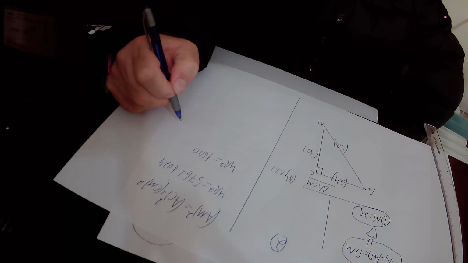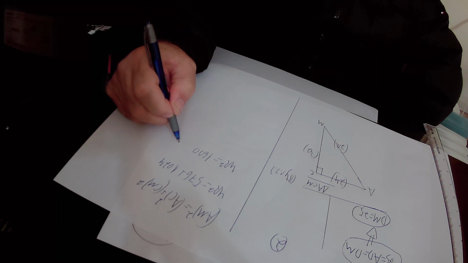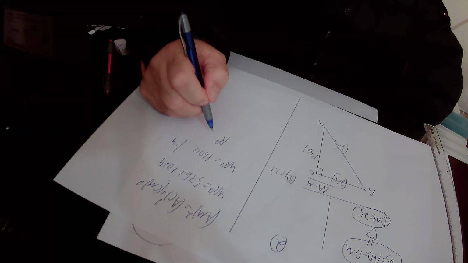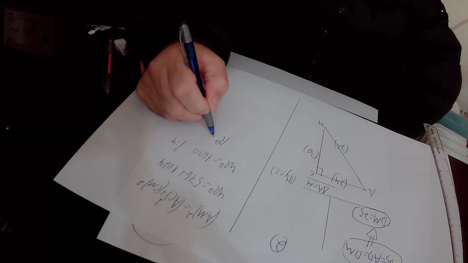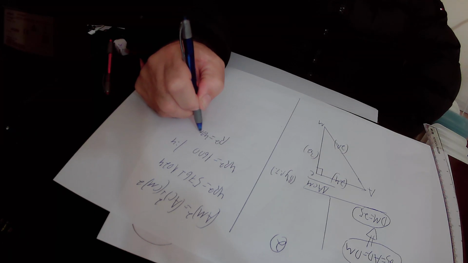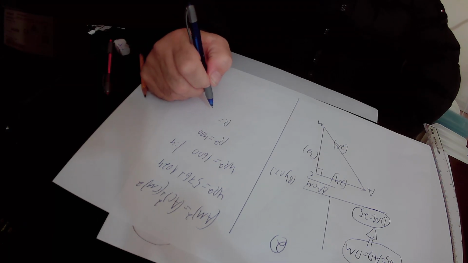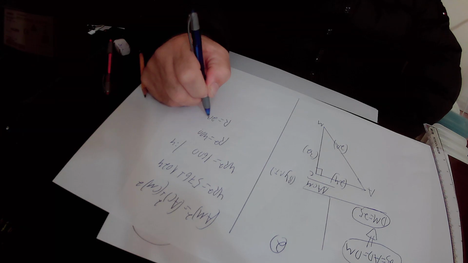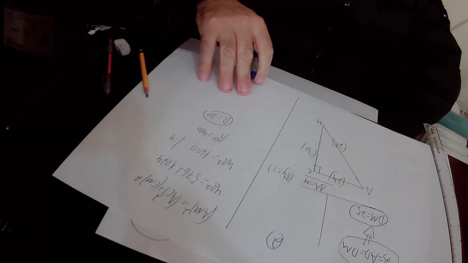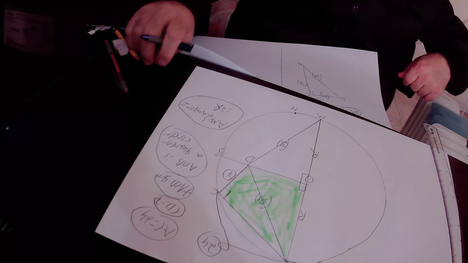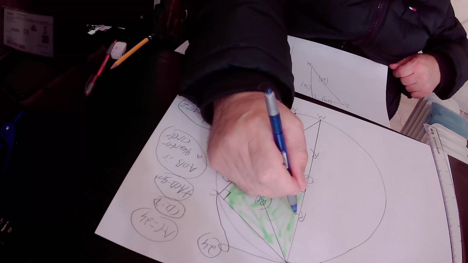So if 4R squared equals 1600, we divide this equation by 4, and finally we get that R squared equals 1600 over 4, which is 400. R squared equals 400. We take the square root of this equation, and we get that R equals the square root of 400, that is 20. So the radius of this circle R equals 20 units in its length.